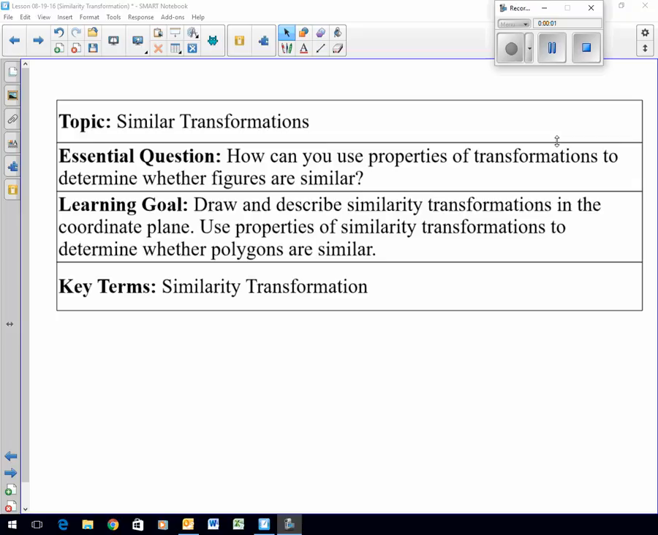Today we're going to talk about similarity transformations. I'm going to ask you this: how can you use properties of transformations to determine whether figures are similar? Our learning target is to draw and describe similarity transformations for the plane. We're going to use properties of similarity transformations to determine whether polygons are similar. I need you to make sure you write down similarity transformations.